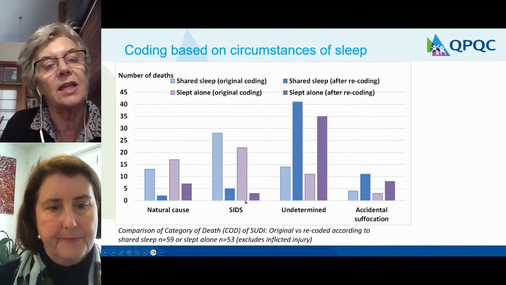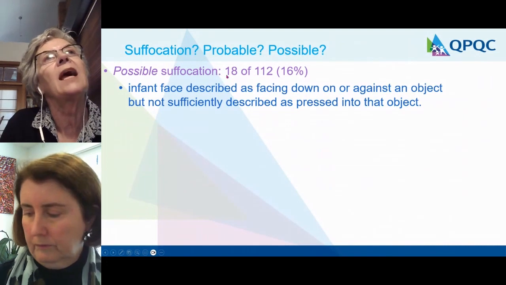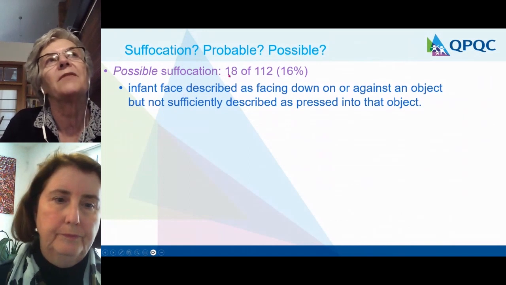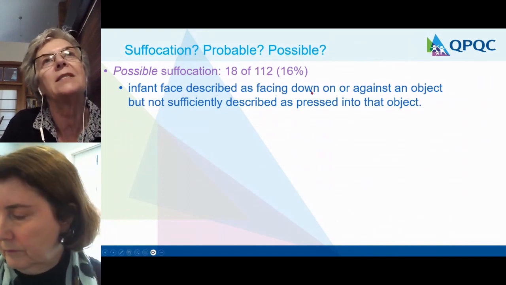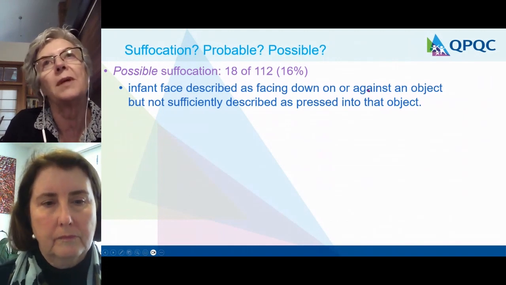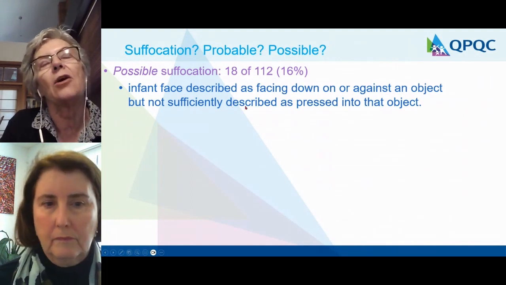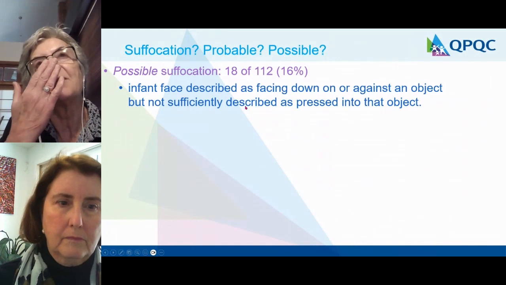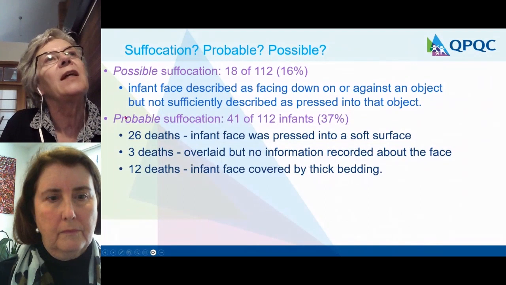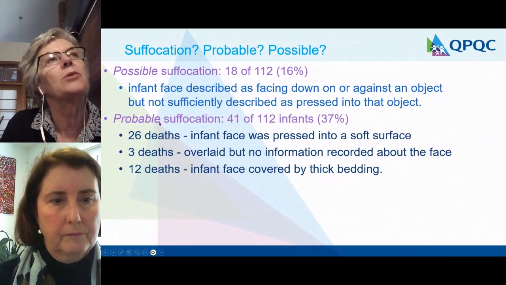And then finally, on the accidental suffocation, we found in 18 of the 112 there was a real possibility of suffocation. The infant was described as being face down on an object or up against an object, either a person or a piece of bedding. But it wasn't sufficiently described as being pressed into that object, and we couldn't exclude that the baby was somehow resting on its little nose and perhaps still had a preserved airway. And then we found another 41 of 112 infants where we thought there was probable suffocation.